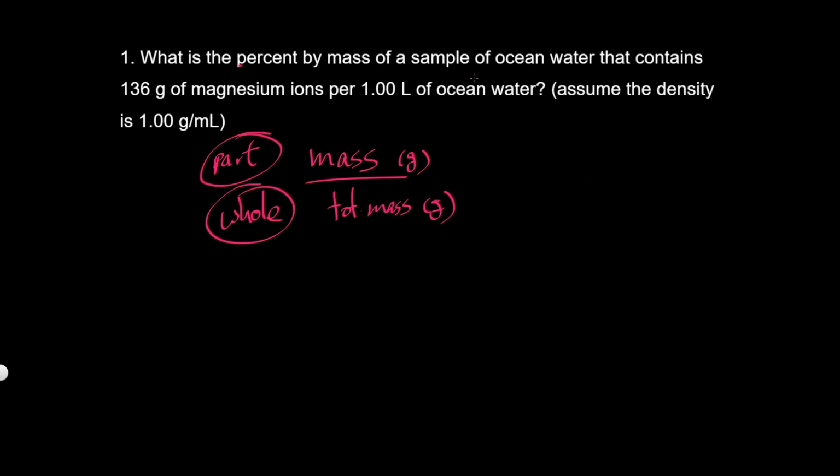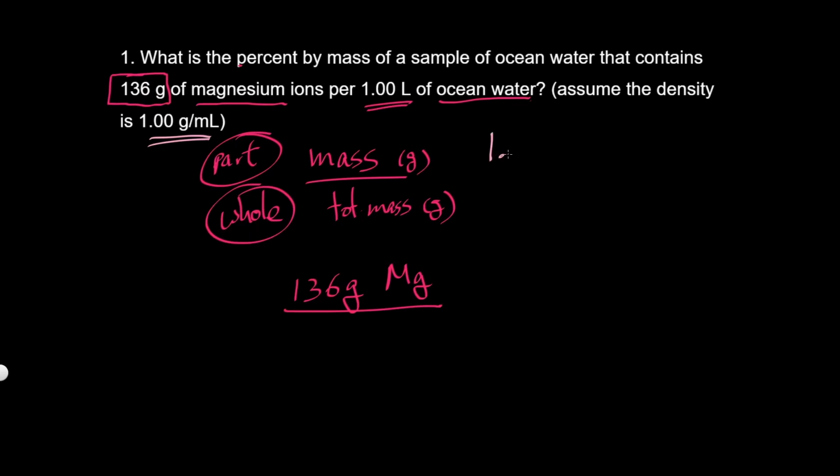The part of the whole thing is what? Magnesium here. So we have 136 grams of magnesium, and that goes on top. And then the whole is the ocean water. But we're given 1 liter of it. We need to convert liters into grams. So we're given density here. So let's figure out how many grams is 1 liter.